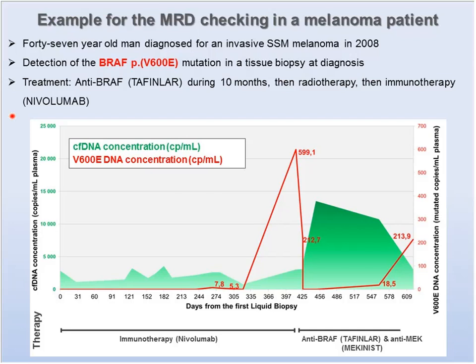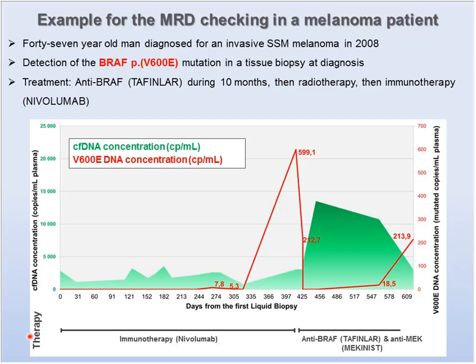So now I will show you an example of follow-up by liquid biopsy for a patient who was diagnosed with a melanoma in 2008. And this patient displayed a mutation of BRAF in his preliminary tumor. So we started the follow-up by liquid biopsy in order to determine the efficiency of the immunotherapy in 2016.